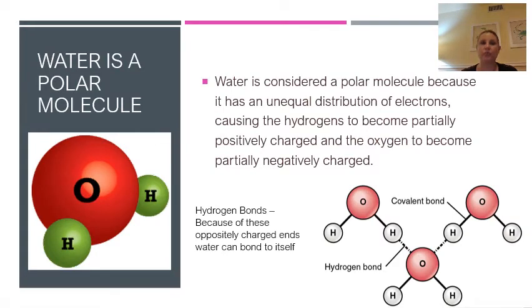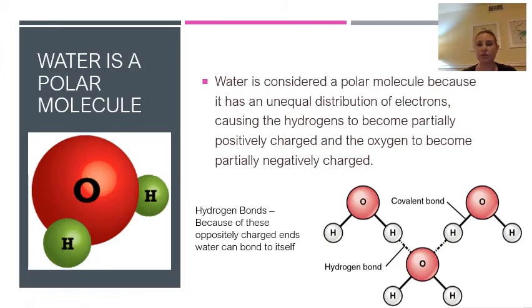Okay, we're going to move on now to water, and we learned about the properties of water. Well, water is a polar molecule. And why is it considered a polar molecule? Well, it's polar because it has an uneven distribution of electrons. If you look at my picture over there of the water molecule, you can see that the oxygen is super, super, super big, and my hydrogen is teeny tiny. So I've got two little hydrogens.